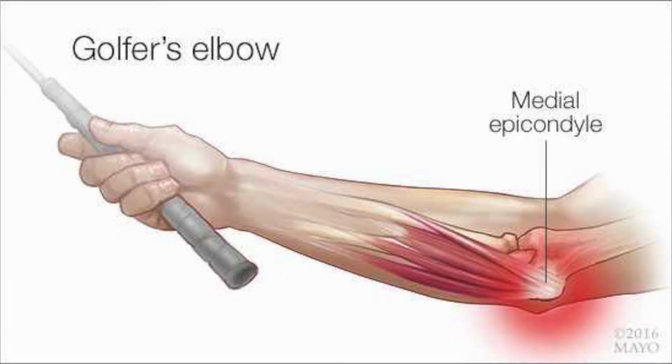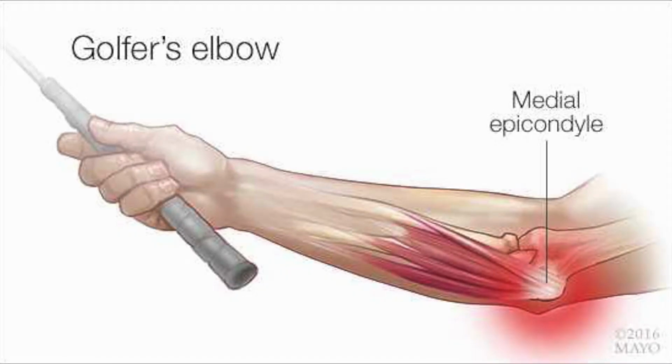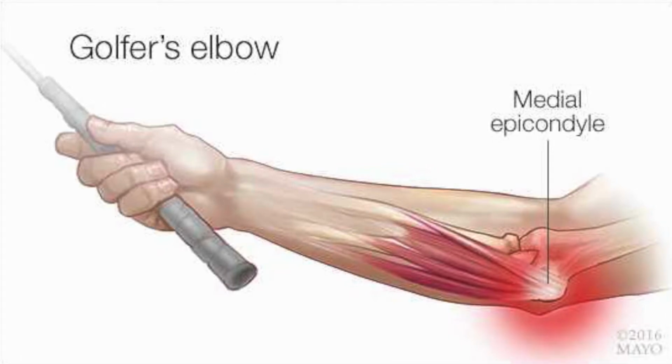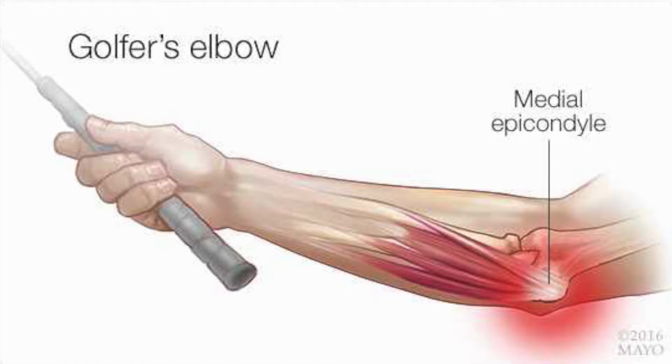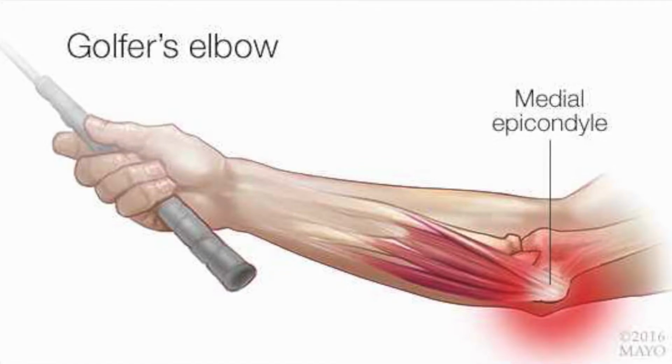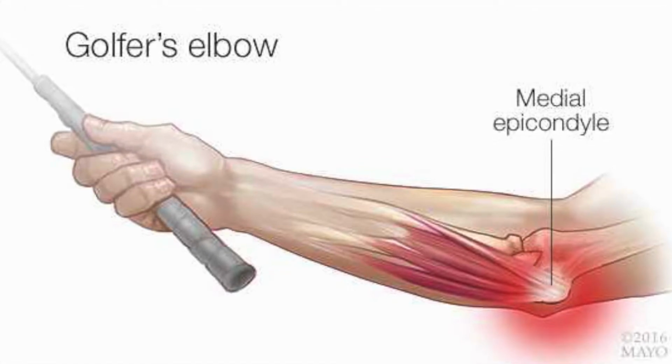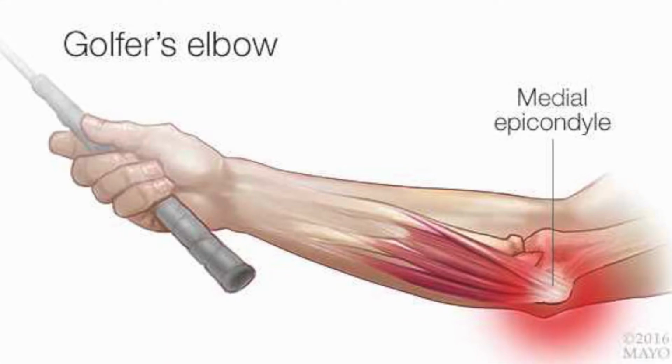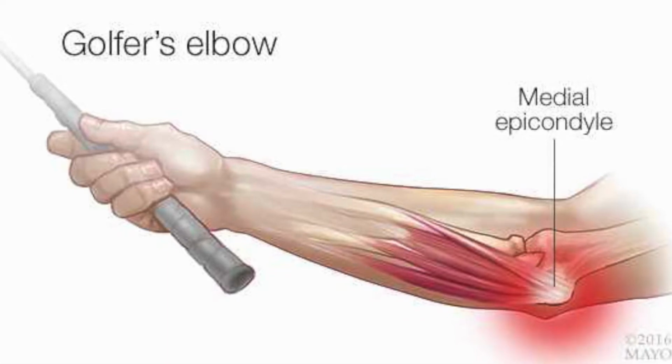Okay, so now we're talking about a condition that is associated with this muscle group, and I've decided to touch on golfer's elbow, also known as medial epicondylitis, with the pronator teres muscle. So a definition of this condition is tendinitis at the common flexor tendon at the medial epicondyle.